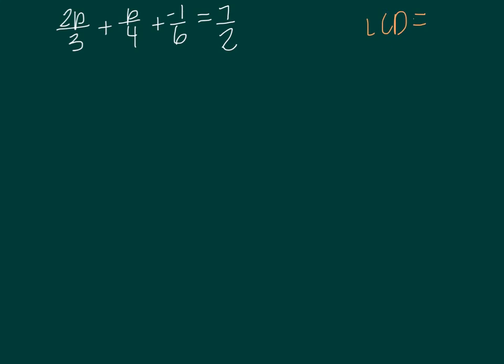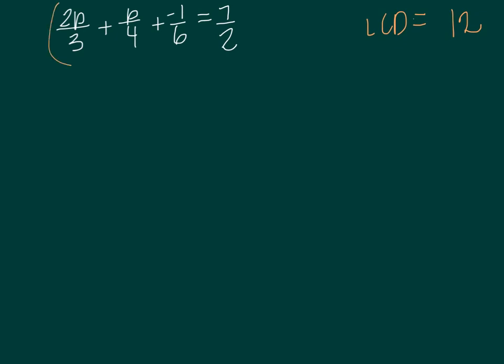So we need to find a number that 3, 4, 6, and 2 go into. So let's think of some multiples of 2. Well, you have 2, 4. 6 and 3 can't go into that. The next multiple is 6, but 4 cannot go into 6. Then we have 8. 3 and 6 cannot go into 8. Then we have 10. Those 3 cannot go into it. 12. All right, 12, all of those numbers can go into. So our LCD is 12.